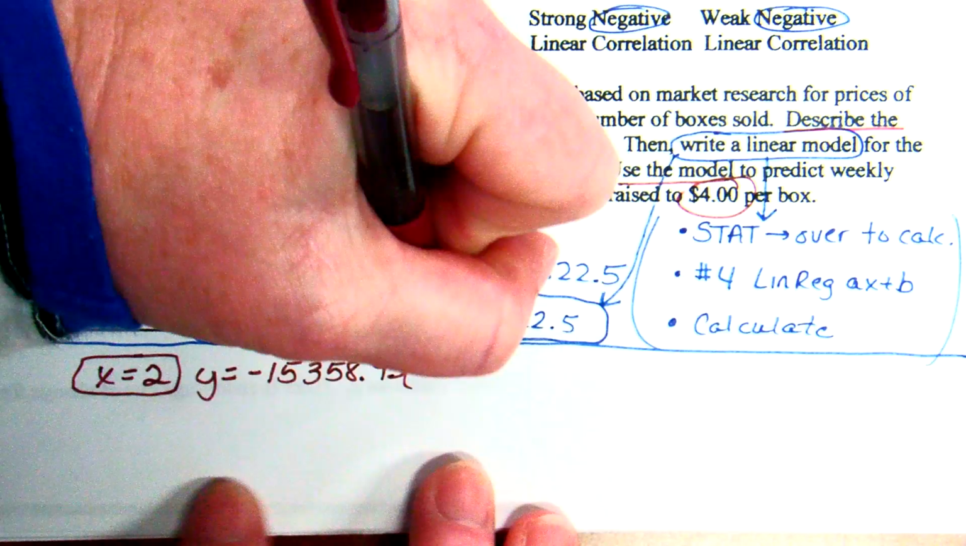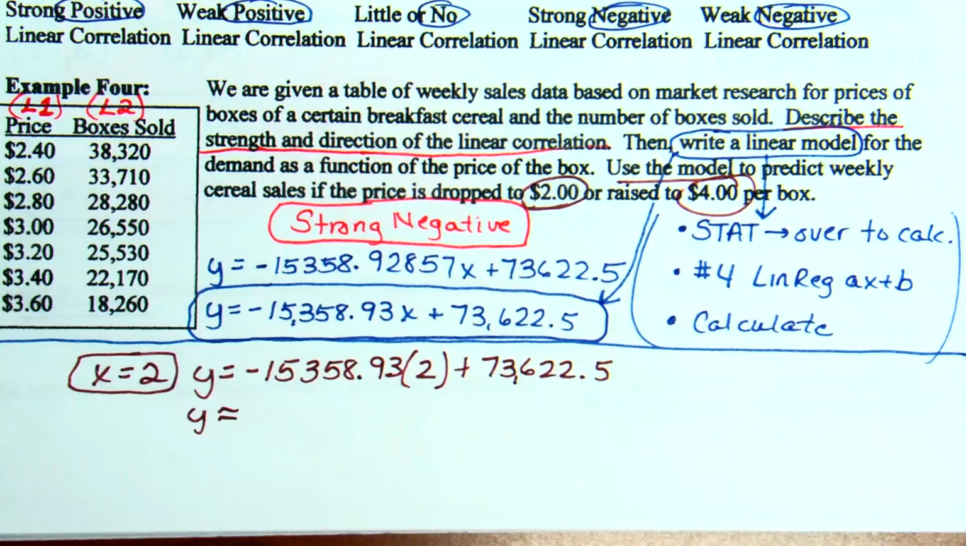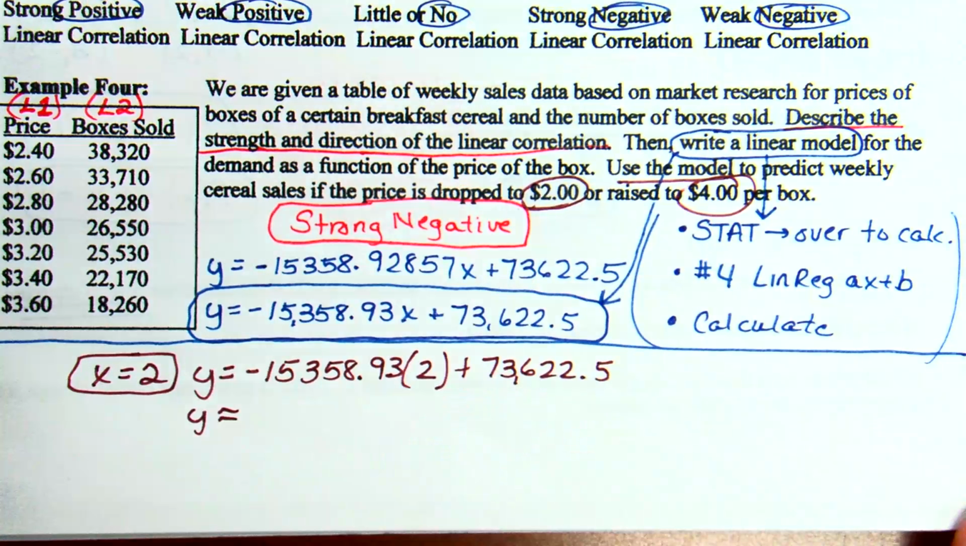I have written in my notes approximately 42,900 boxes. Wait, why not the 4? It's an estimation, because it's used the model to predict weekly cereal sales. Is this going to be exact? No, it's a linear regression line, a line of best fit. So is it precise? No, it's an estimation. It's a prediction. So if we did put 904, you wouldn't count us wrong? No. Okay. And then you can do the same thing with 4, yes?